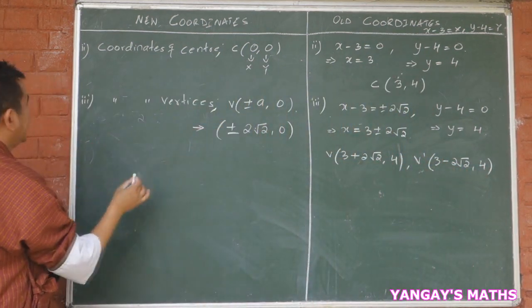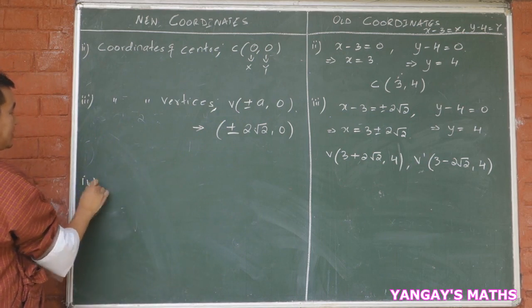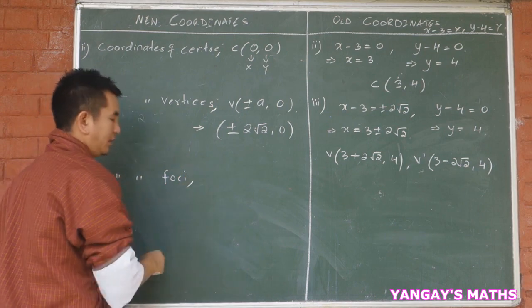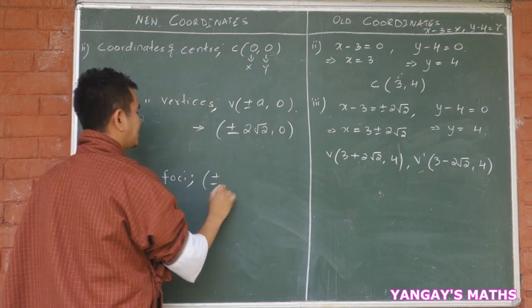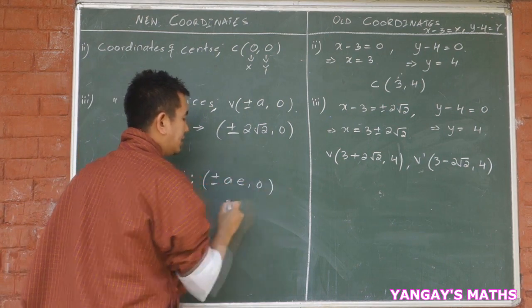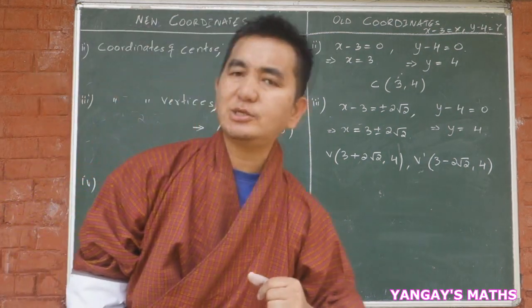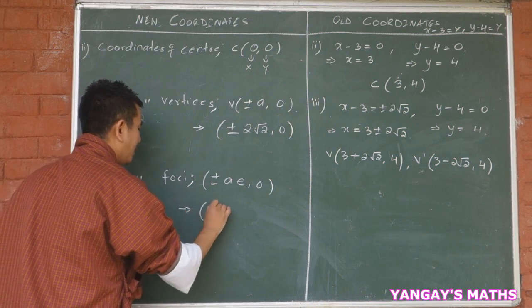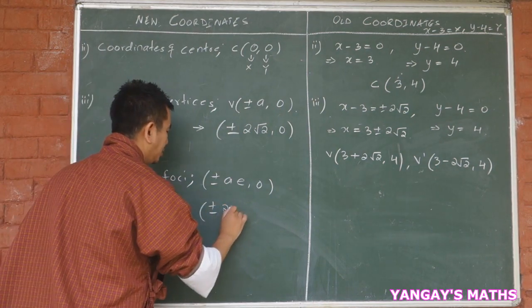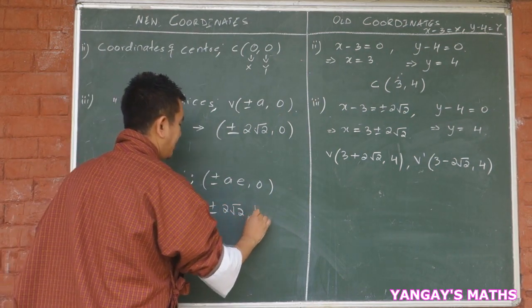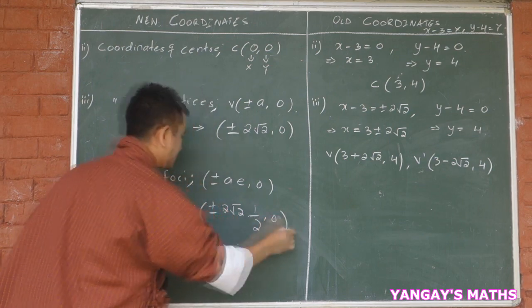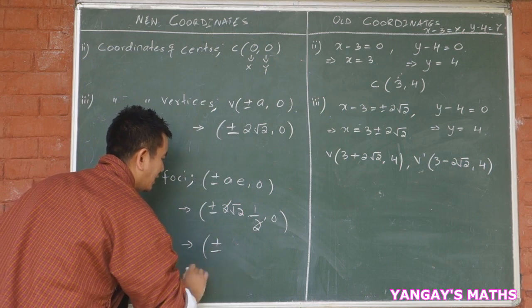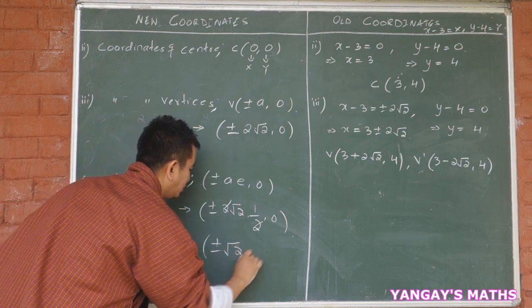Now let's go with number 4. It's the coordinates of foci. What's the coordinates of foci? It is plus or minus A E, 0. Major axis is along the x-axis, so foci lie on the x-axis, which means we have plus or minus A value is 2 root 2 and E value is 1 by 2, 0. 2, 2 will get cancelled. What's the focus point? Foci. Here it is plus or minus root 2, 0.